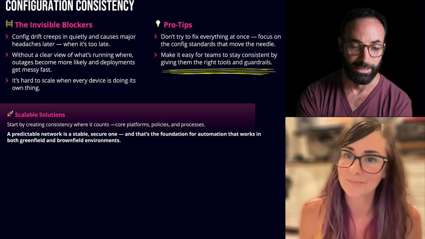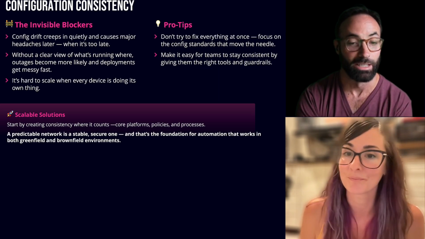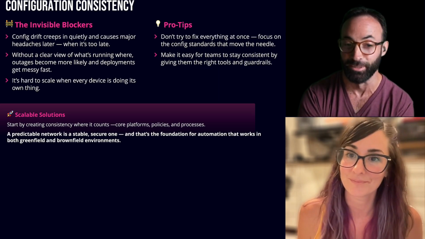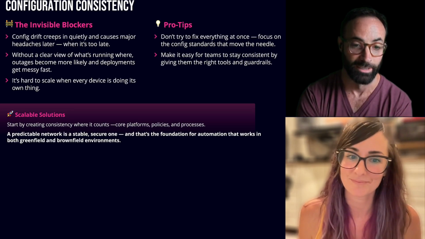We'll link that methodology guide from our website. And remember, a predictable network is a stable, secure one. That's the foundation for automation that actually works.